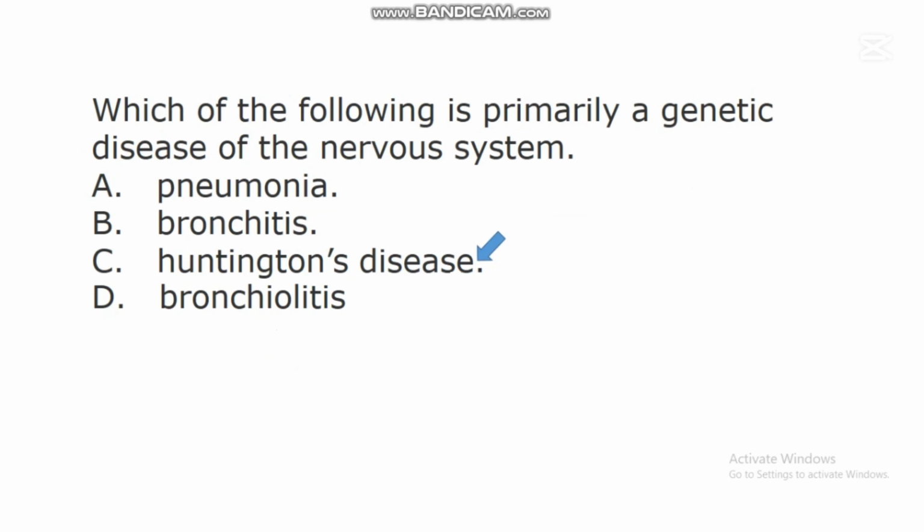Huntington's disease. Huntington's disease is a genetic disease of the nervous system. Research has shown that this disease can be transmitted from parents to their offspring. This disease affects the nervous system seriously in such a way that it can lead to the damage of the cells of the nervous system.